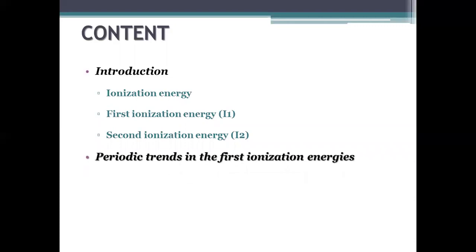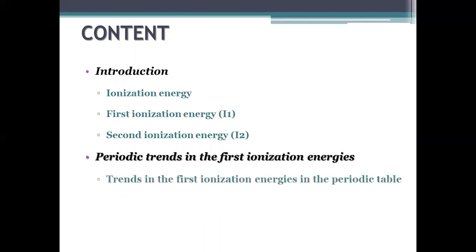Next, the periodic trends in the first ionization energies. We are speaking about the trends only for the first ionization energies, right? According to that, you should be able to find the trends in the first ionization energy in the periodic table, along the period and down the group, and explain the periodic trend of the first ionization energy.